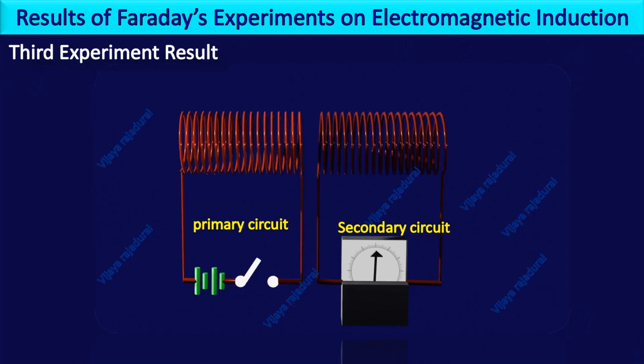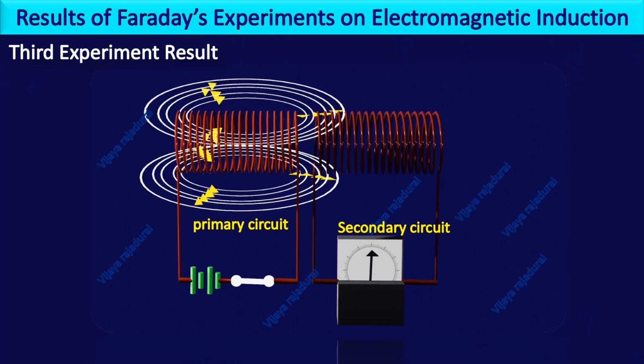In Faraday's third experiment, when the primary circuit is closed, magnetic field lines are produced in the primary coil. Magnetic flux is increased in the secondary coil. So, an EMF is induced in the secondary coil. This induced EMF will produce a current in that coil. So, the galvanometer shows momentary deflection towards the right side.